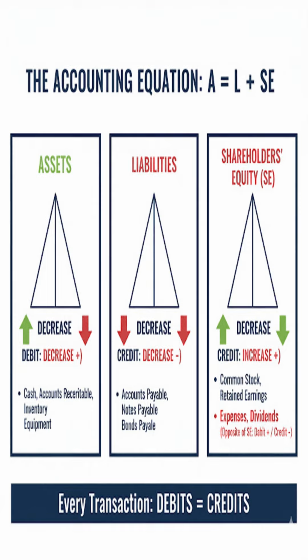Account recording: 1, assets. A, debit, the increase. B, credit, the decrease. 2, liabilities and shareholders' equity. A, debit, the decrease. B, credit, the increase.